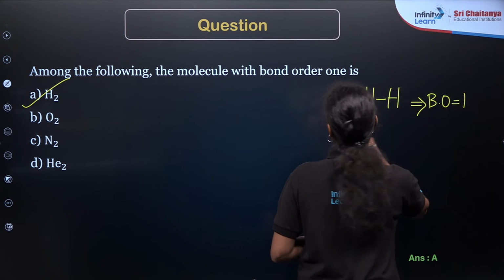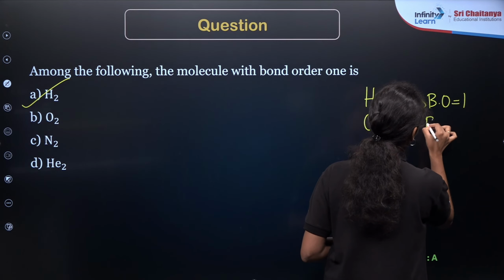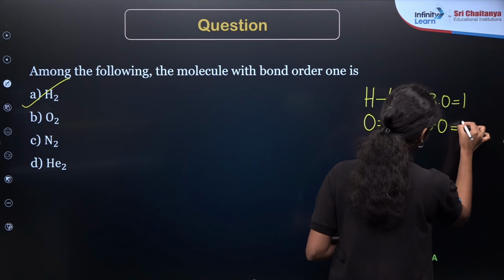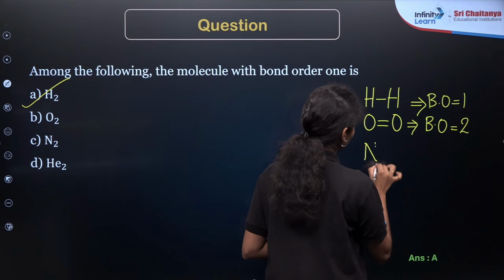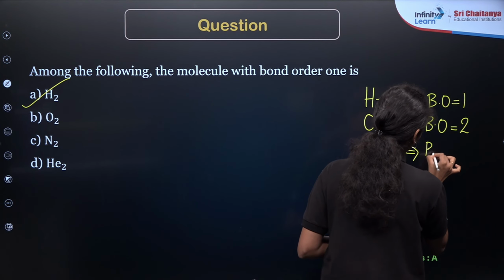Then what about the case of oxygen? O double bond O, right? So the bond order is equal to 2 over here. Then in the case of the nitrogen molecule, N triple bond N, the bond order is equal to 3 over here.